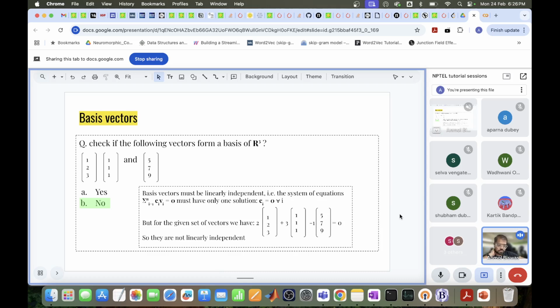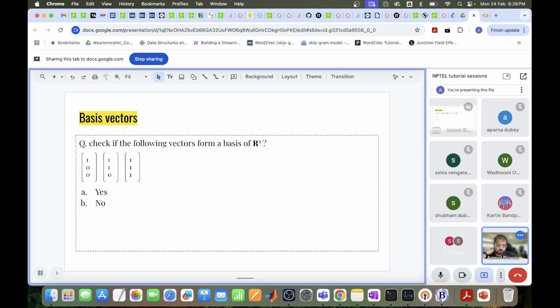So continuing in this vein, we'll have another set of vectors, which is slightly different. The first vector is (1, 0, 0), also in R3. The second is (1, 1, 0). The third is (1, 1, 1). And the question is the same as the previous question: does this set of vectors form a basis in R3?